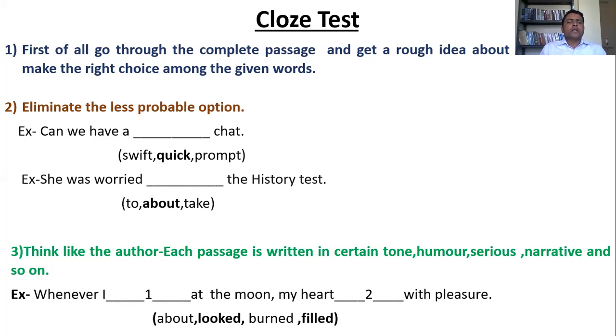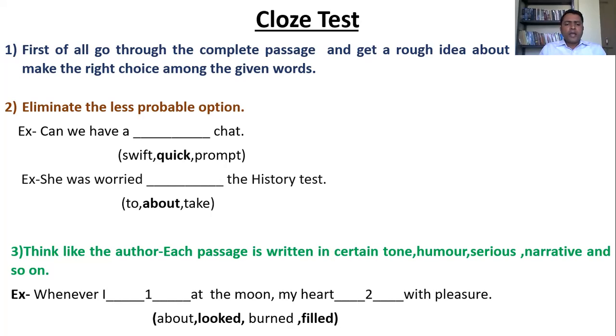Then third one, think like the author. Each passage is written in a certain tone, humor, serious, narrative, and so on. So you always try to think like the author by reading that passage, because each passage is written in a certain language, certain humor, serious narrative. Like this, he may use these things here.